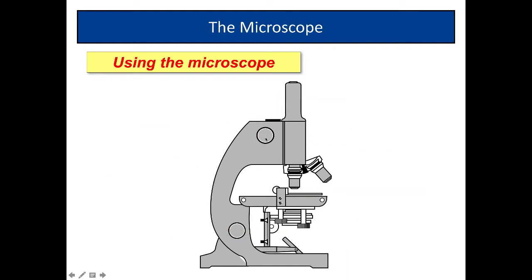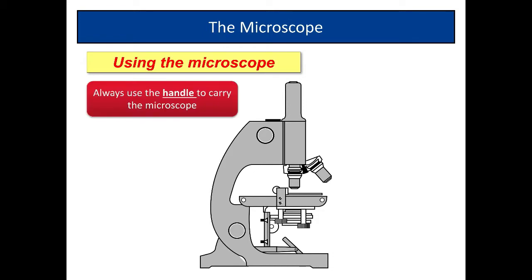Let's look at using the microscope. Now always use the handle to carry the microscope. The handle is this section here, so always carry it using this bit, perhaps even supporting it underneath with the other hand, but never carry it by the tube here.